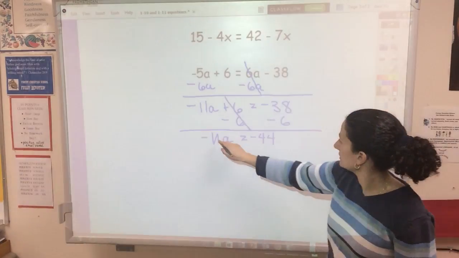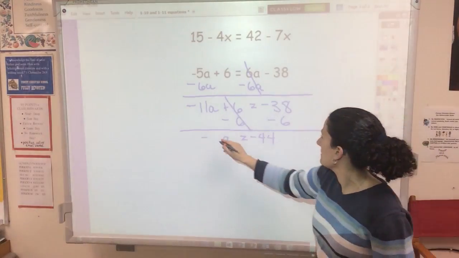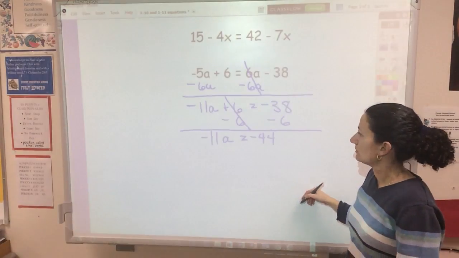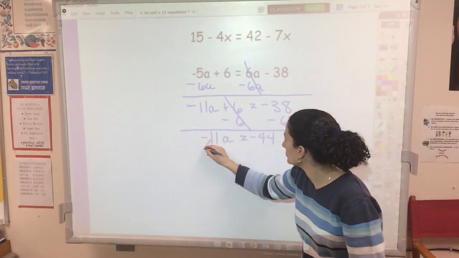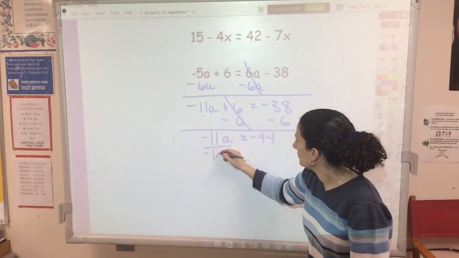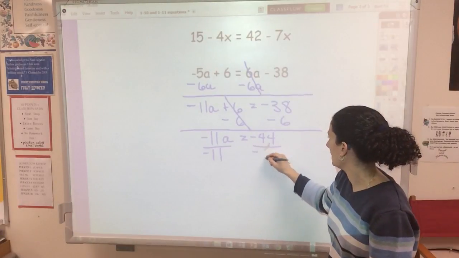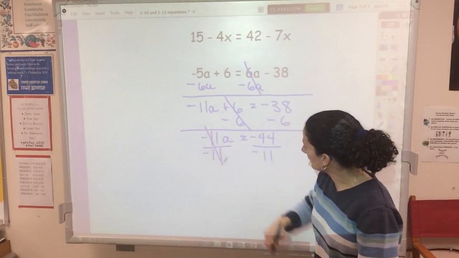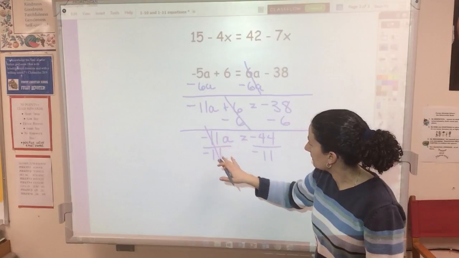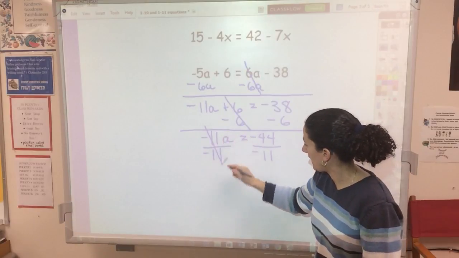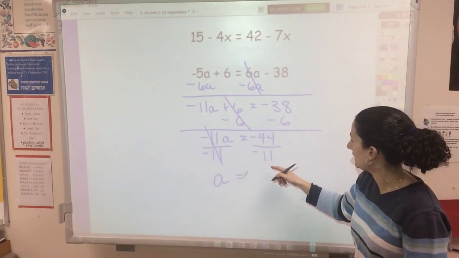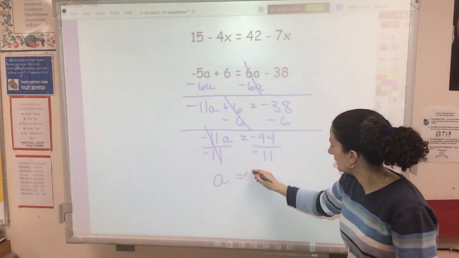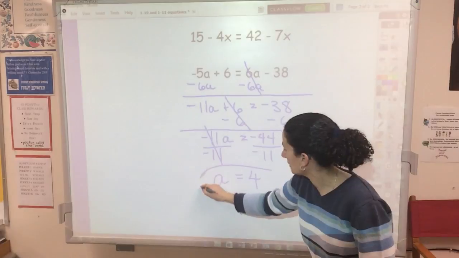Let me rewrite that one so you can see that clearly. And my last step is to do any multiplication or division to undo that. So I'm going to undo this multiplication by dividing both sides by negative 11. That will cancel. Negative 11 divided by negative 11 is 1. 1a is the same thing as a. And negative divided by negative is positive. And that will be positive 4.